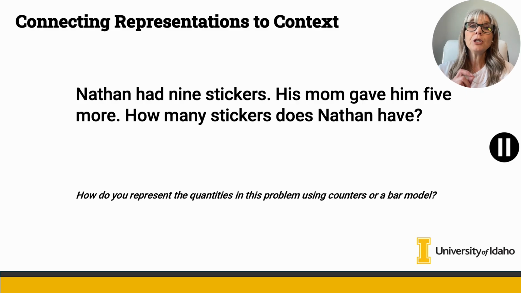Pause here. How do you represent the quantities in this problem using counters or bars? Press play when you're ready to resume.